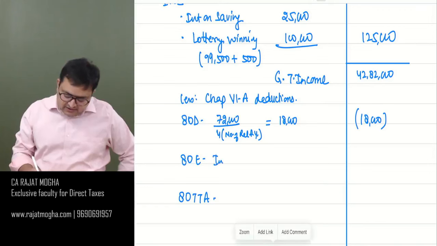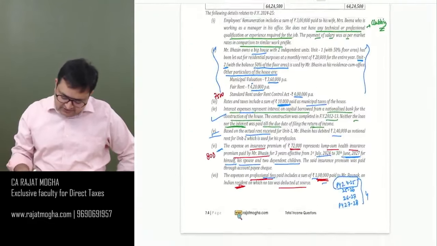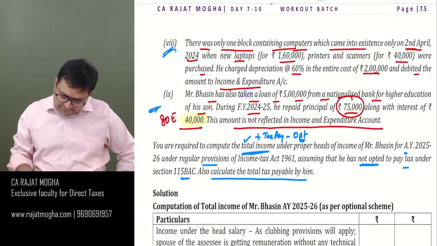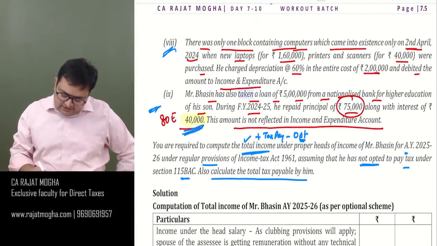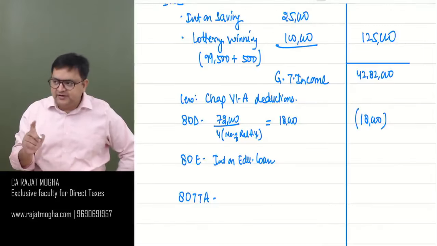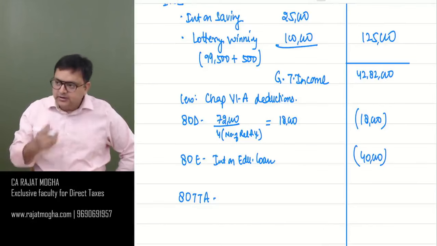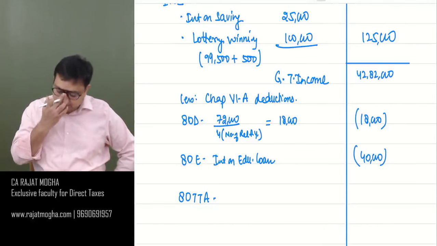80E, interest on education loan. Self, spouse, and children it is allowed. So the interest on education loan was 40,000 rupees, right? Not the principal repayment. It was 40,000.